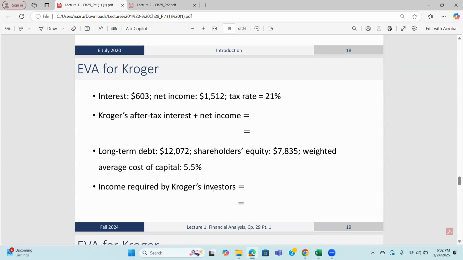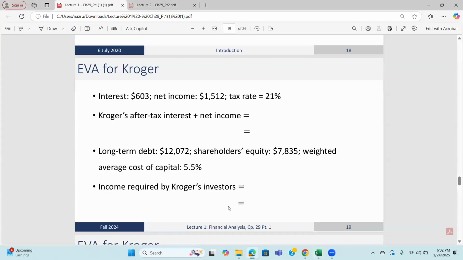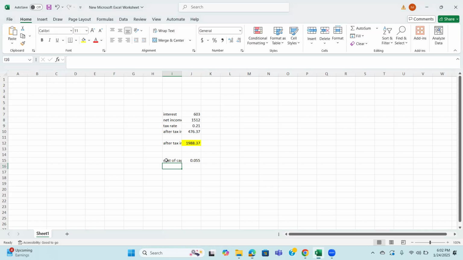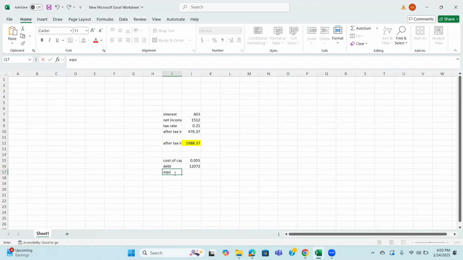Now next move to income required by Kruger's investor. We already see that the income required is the capital multiplied by cost of capital. So our average cost of capital is 5.5% here. So we can write cost of capital, it's 0.055, right? 5.5%. We can write it in that way. And our total debt, so our debt value 12,072, and our equity 7,835.